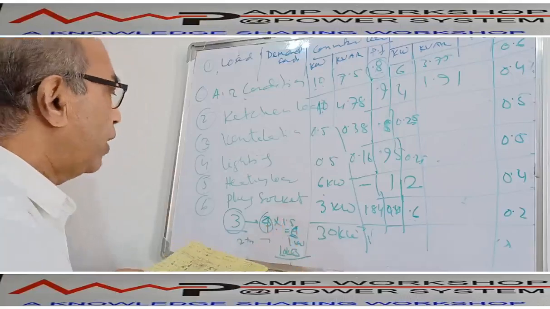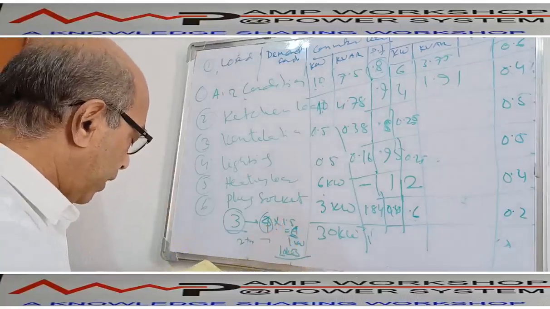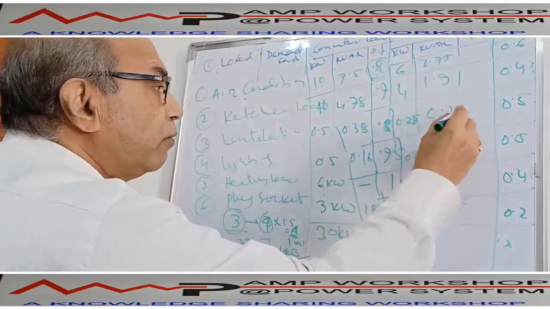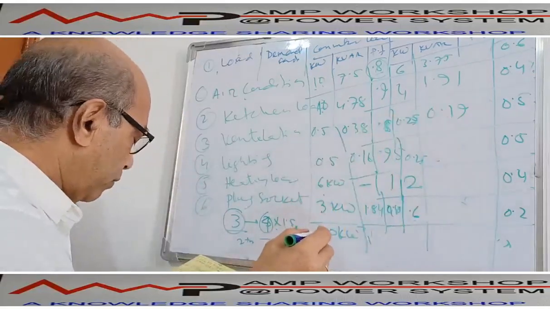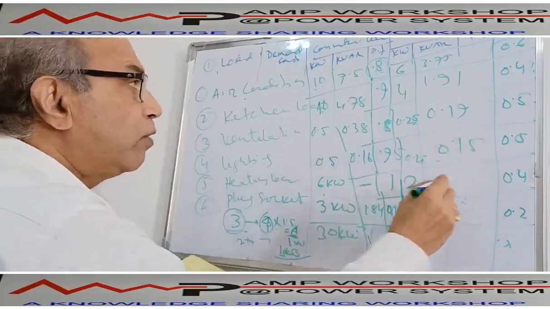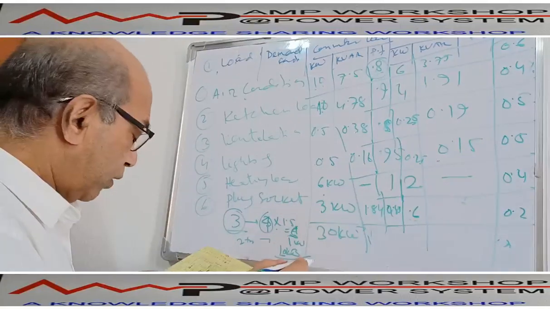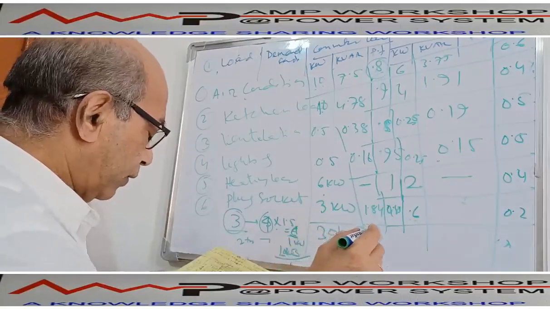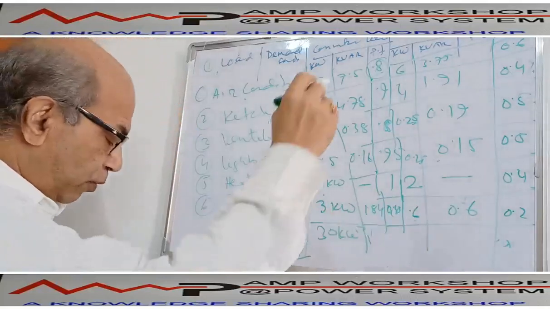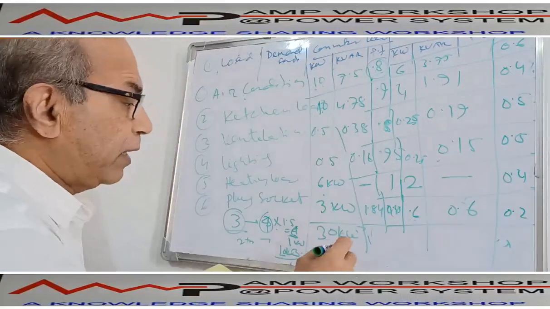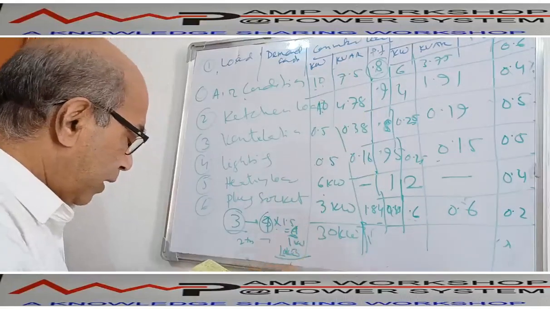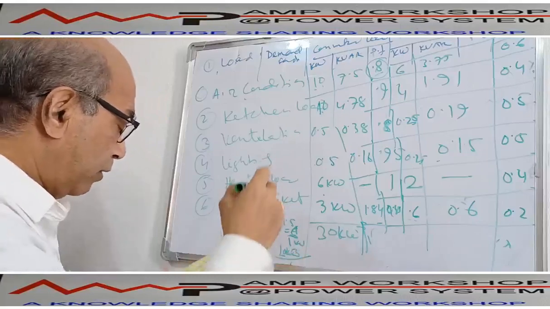Okay, kitchen load is 1.95. Then ventilation is 0.19, lighting 0.15, and then heating has no KVAR, and your plug socket will be 0.6 KVAR. So if you sum all this KVAR, it is coming now. This is the kilowatt. Now how much is the connected KVAR? If you calculate all this, it will be approximately 7.5.